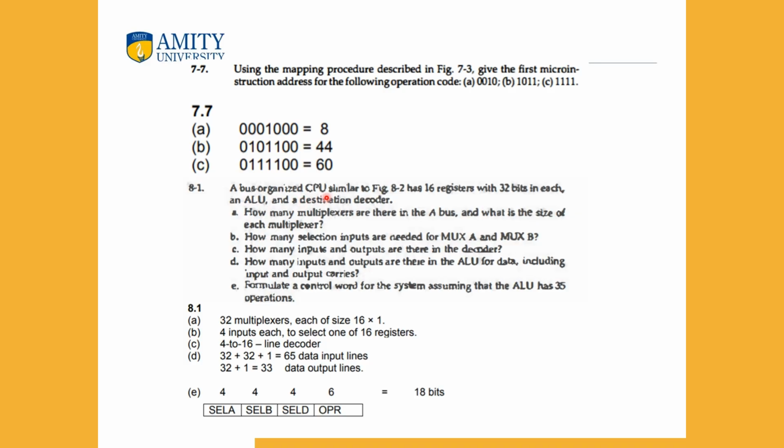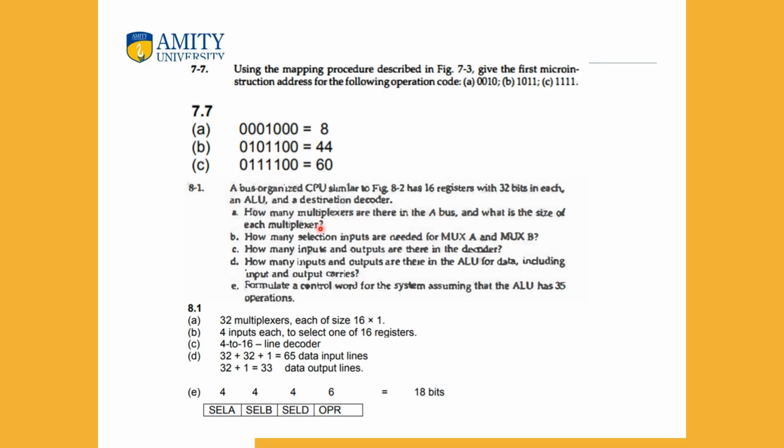A bus organized CPU similar to the figure that is given has 16 registers, 32 bits each, and an ALU along with a destination decoder. The first question is how many multiplexers are there in the A bus, and what is the size of each multiplexer. The confusion here is that since we studied the ALU, we remember only one mux. There are two muxes, one for A bus and one for B bus. This is not going to be the case over here. We are discussing the bus.